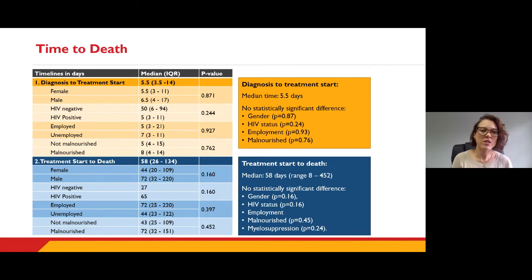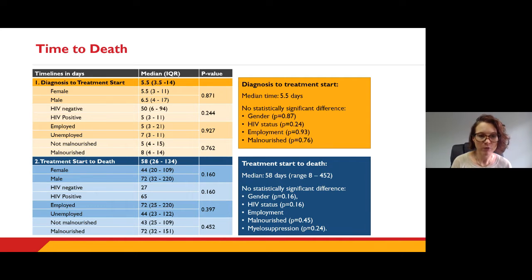So when we looked at timelines, we looked first at diagnosis to treatment start and found a median time of 5.5 days, so just slightly over the target of 5 days to treatment start. And we broke that down to look at different groups, so gender, HIV positivity, employment, and malnutrition, to see if there was any difference between time to treatment start, and we didn't find any significant difference between those groups.